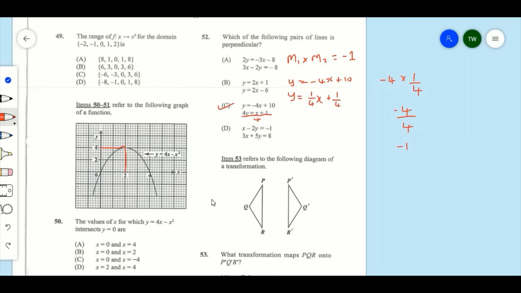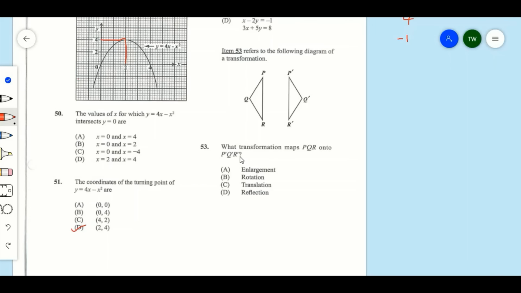Item 53 refers to the following diagram of a transformation, and here is the transformation. 53. What transformation maps PQR onto P prime Q prime R prime? Is it an enlargement? No, so A is not the answer. Is it a rotation? No, so B is not the answer. Is it a cancellation? No, so C is not the answer. Is it a reflection? Absolutely yes. So D is the answer.